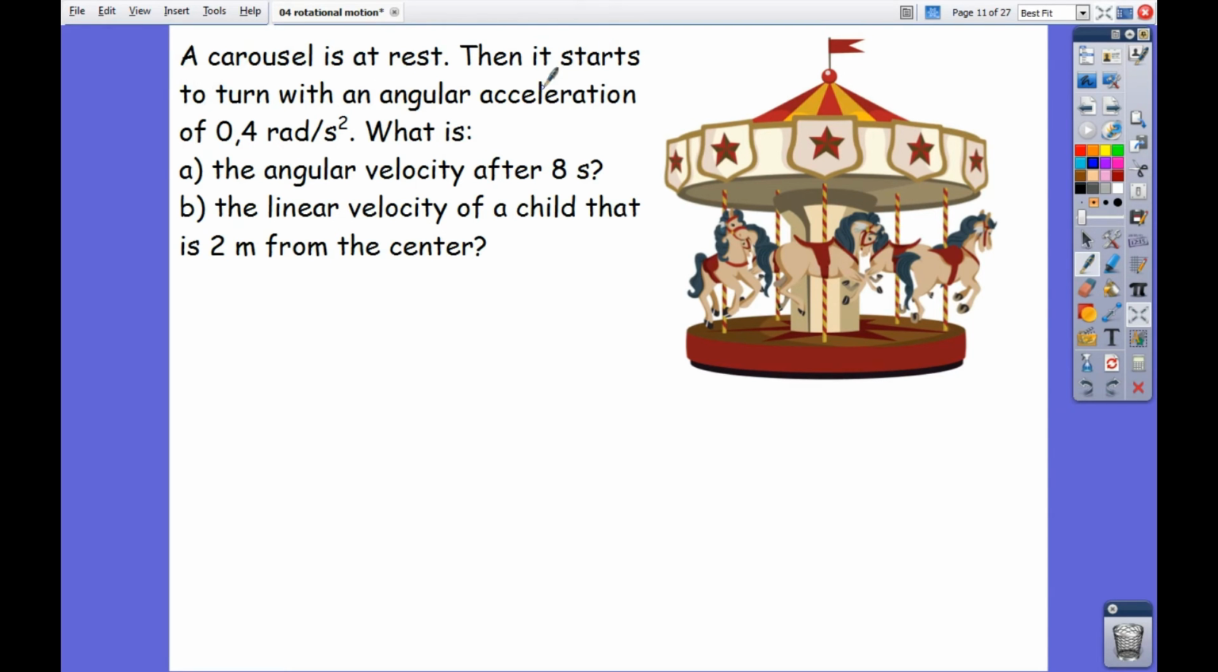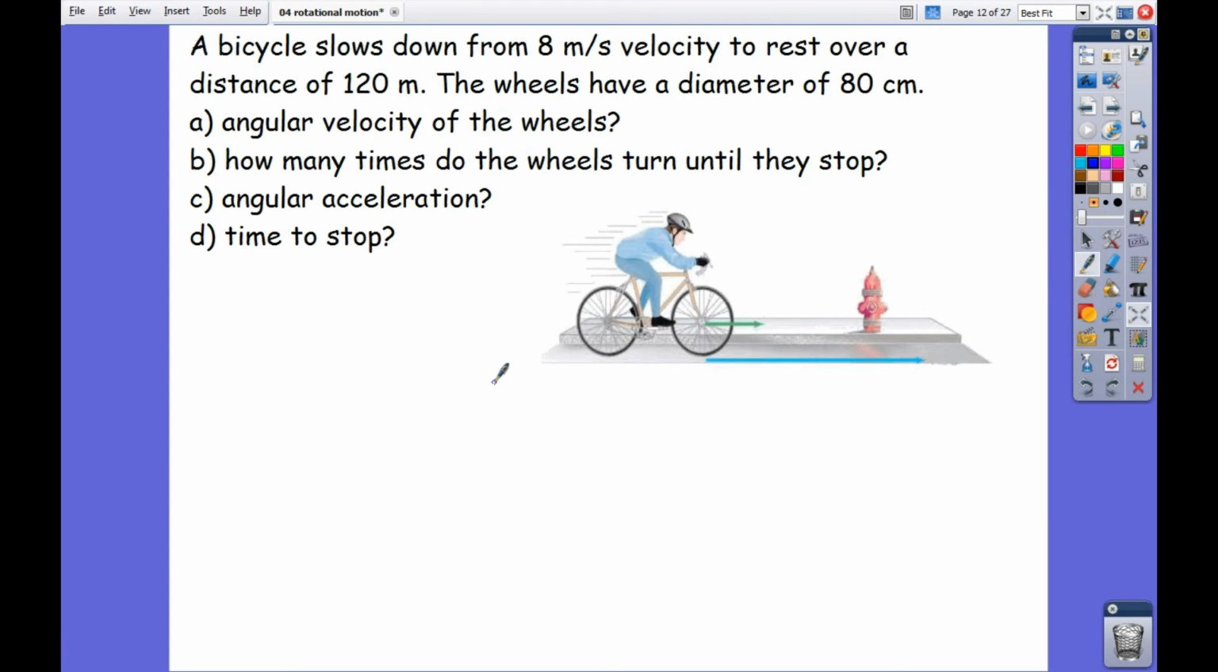A carousel is at rest and it starts to turn with an angular acceleration of 0.4 radians per second squared. What is the angular velocity after 8 seconds? B, linear velocity of a child that is 2 meters from the center. Last question. A bicycle slows down from 8 meters per second velocity to rest over a distance of 120 meters. The wheels have a diameter of 80 centimeters. Find the angular velocity of the wheels, how many times the wheels turn until they stop, angular acceleration, and time to stop.